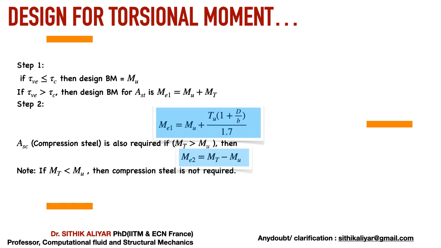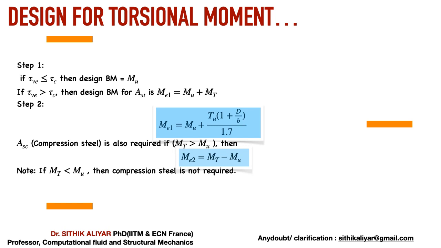Okay. So for compression steel, I hope you remember you used Mu minus Mu limit to calculate the Asc value. If you are very clear with the previous lectures, you will know that to calculate the Asc value, the area of compression steel, you use the formula Mu minus Mu limit. In this case, for calculating that, Me2, the extra bending moment, will be nothing but Mt minus Mu. Mt minus Mu will give you the extra bending moment. That moment you will use to calculate the Asc value.